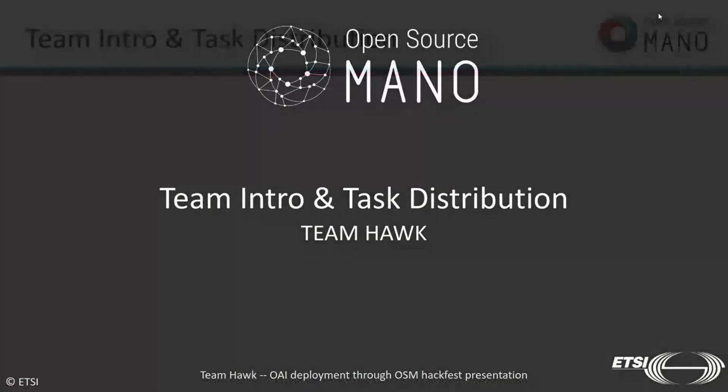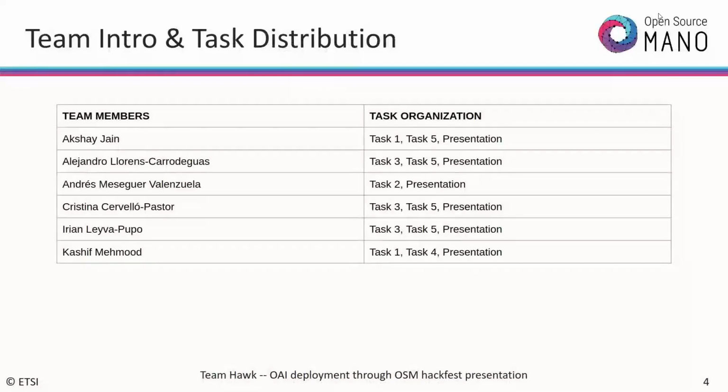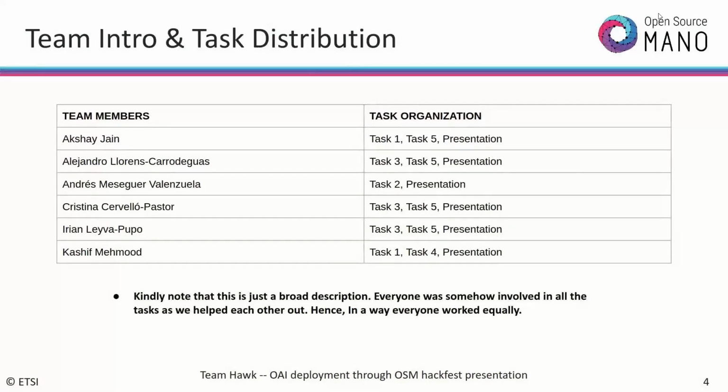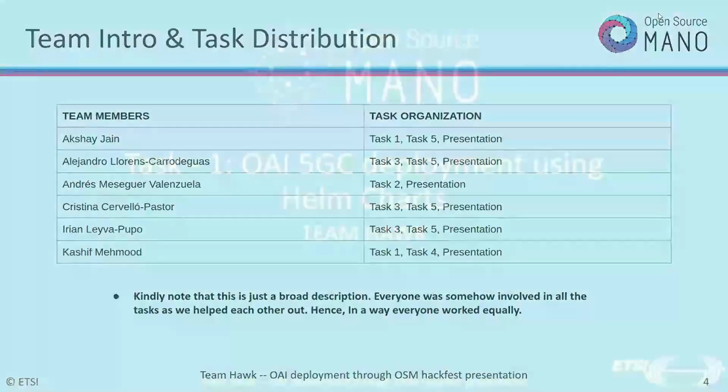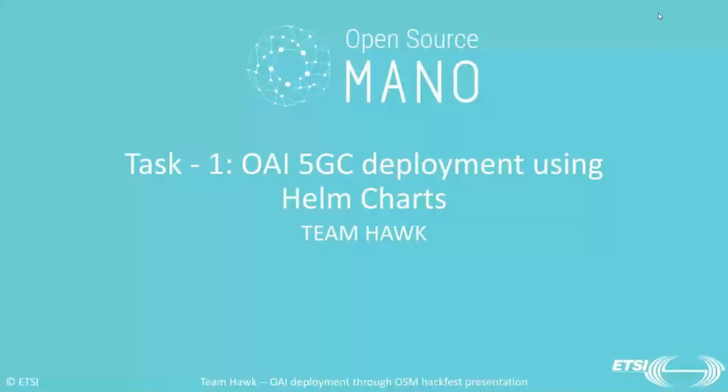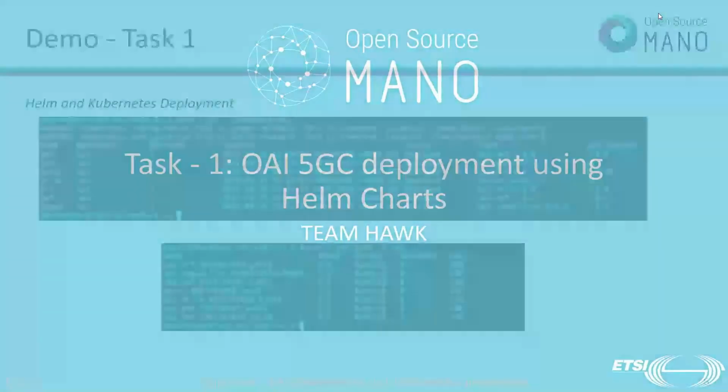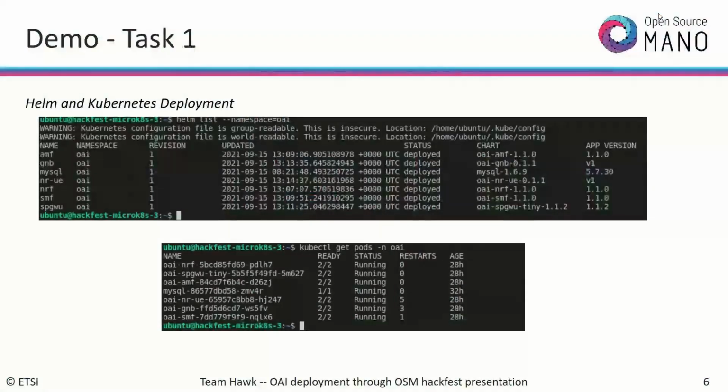And then we will provide a conclusion. Moving on, our team was comprised of 6 very active and collaborative members. We distributed the tasks in the following ways, but I would like to note that even though this was a broad distribution of the tasks, everyone was involved in each and every task because we were helping each other out with any issues we were facing, or if we had to deploy or redeploy. So in a way, everyone worked equally. For task 1, I will ask Ashif to please turn on his mic and describe these next few slides.